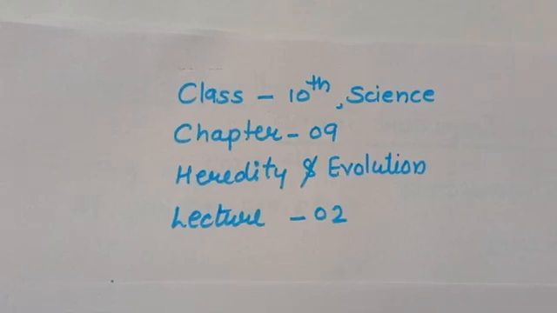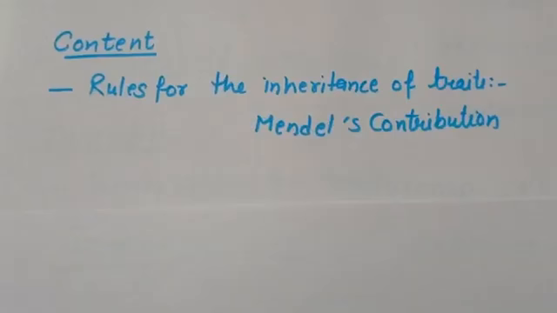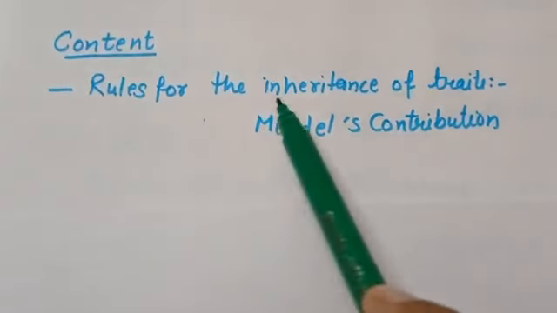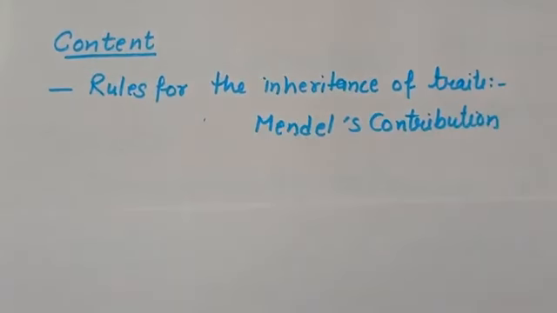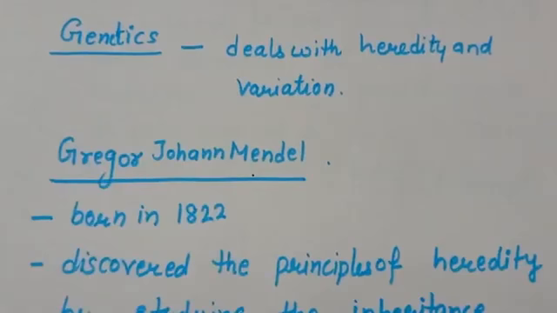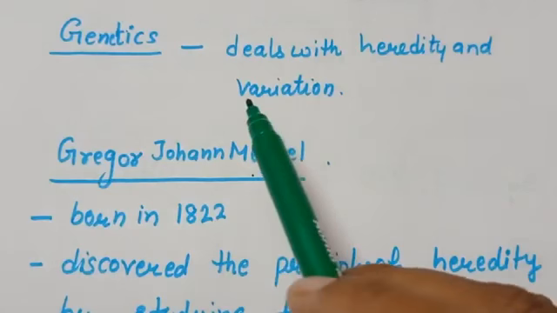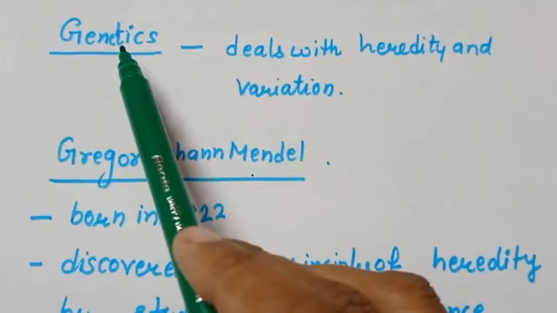Welcome back. This video is for class 10 science, chapter number 9, heredity and evolution, and this is video lecture number 2. In today's lecture, we are going to study the rules for the inheritance of traits, and we will see Mendel's contribution in inheritance. So as we have to talk about the father of genetics today, let us begin with genetics first. What is genetics? Genetics is the branch of biology that deals with heredity and variation. It is also called the science of heredity and variation.